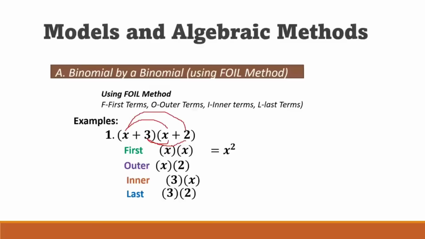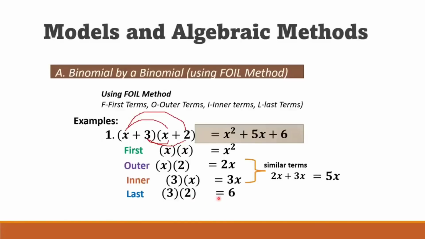After that, we can multiply. So x times x is equal to x squared, x times 2 is equal to 2x, 3 times x is equal to 3x, and 3 times 2 is equal to 6. We combine similar terms. 2x plus 3x is equal to 5x. Then we write the final answer, which is x squared plus 5x plus 6.